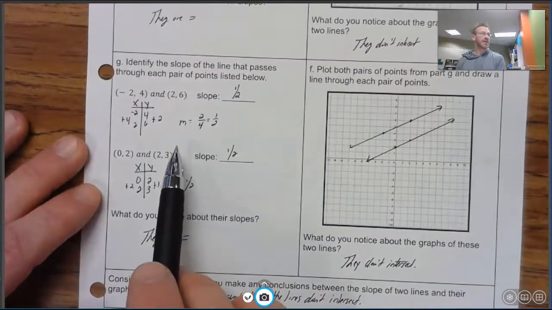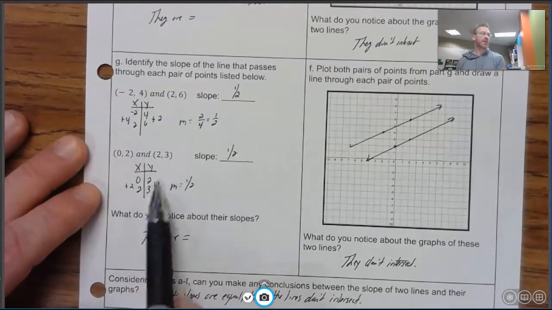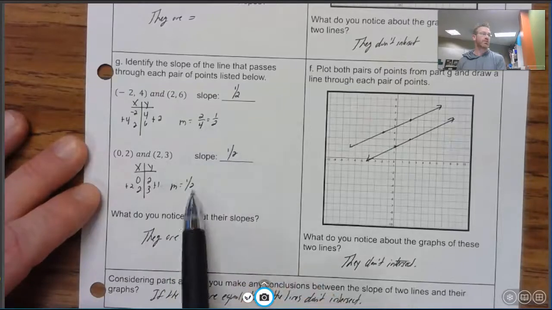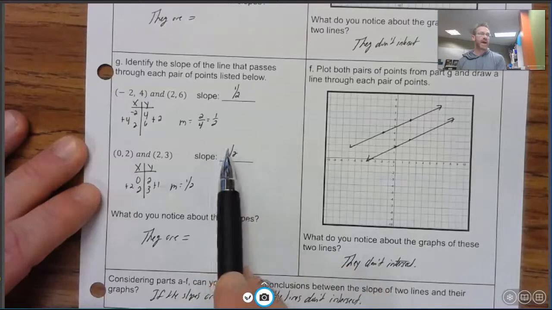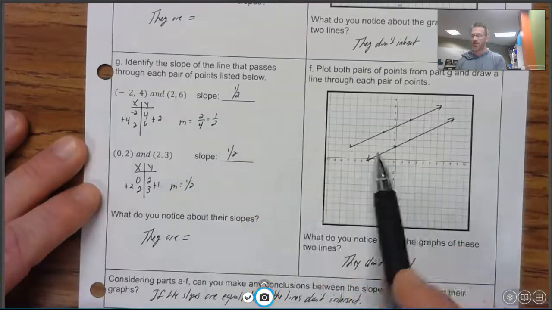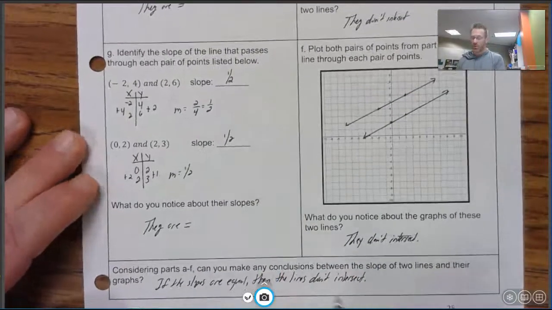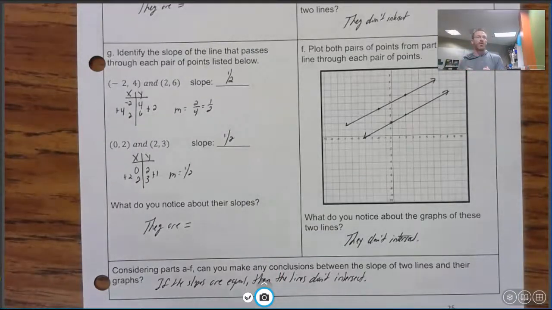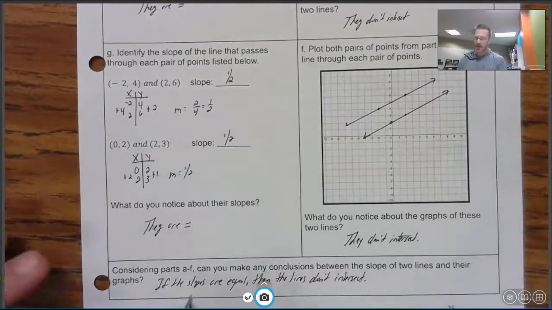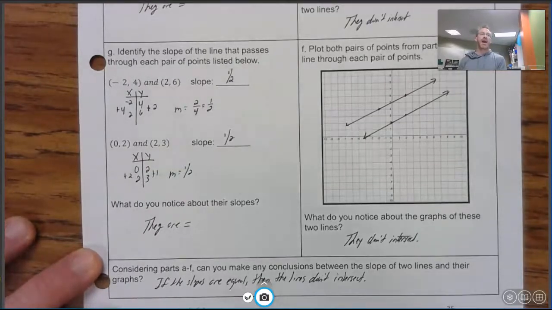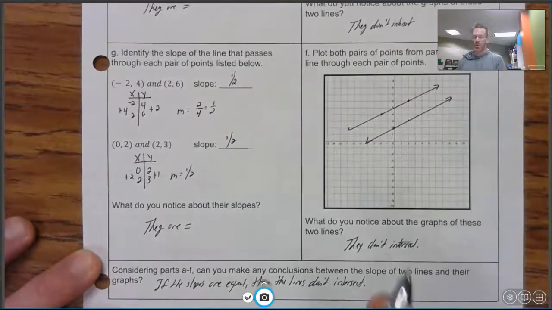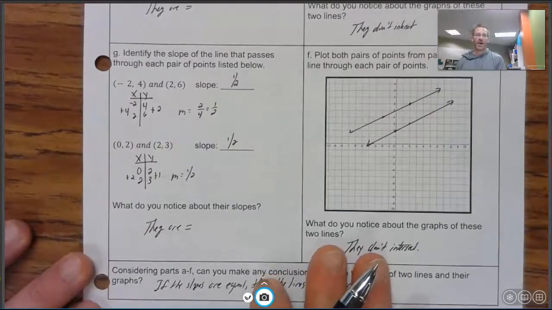Same thing again here, 2 points, create an XY table. And once again, notice this is why we want to reduce, because once I reduce, I can see that I have a half and a half. Those slopes are equal, and they don't intersect. So hopefully what you saw on these first 4 parts of the opener is if the slopes are equal, then the lines don't intersect as long as it's not the same line. Hopefully you picked up on that pattern.